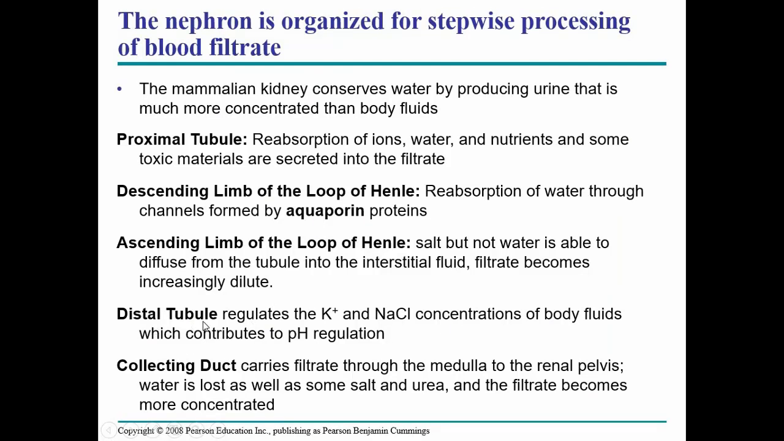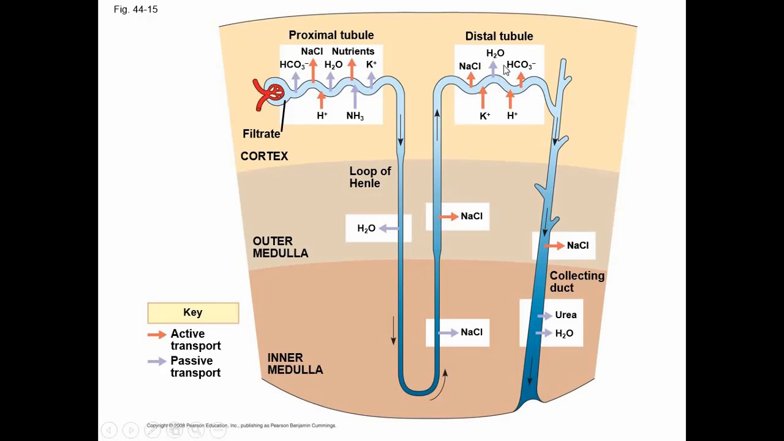And then in the distal tubule, what happens is it regulates the K plus and natrium chloride concentration of the body fluids, which contributes to pH regulation. So what is happening here, there will be some K plus and also H plus inserted into this tract to maintain the pH balance. And in this distal tubule, some natrium chloride is reabsorbed again, water is reabsorbed again, and HCO3 minus is also absorbed again.